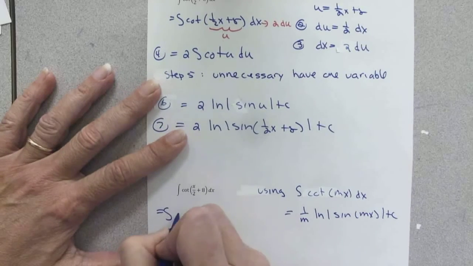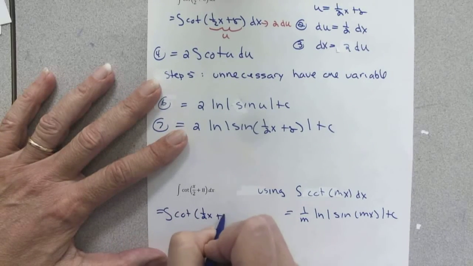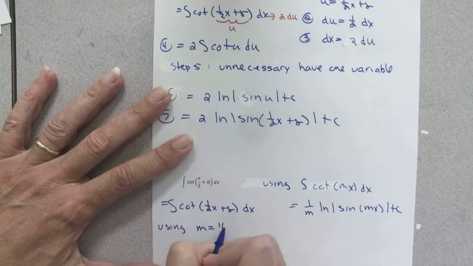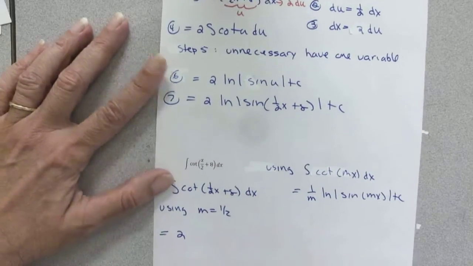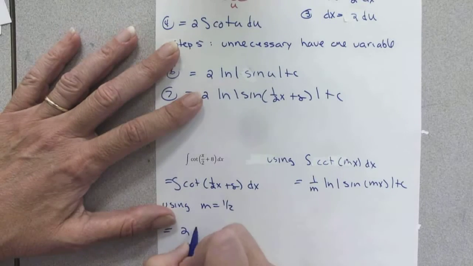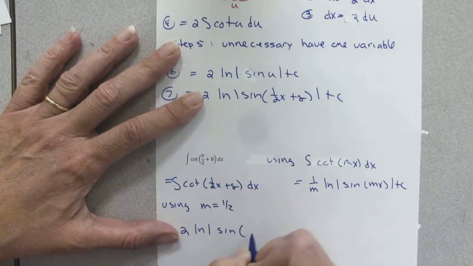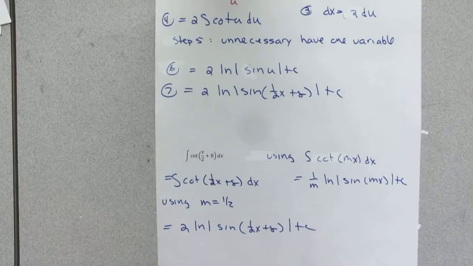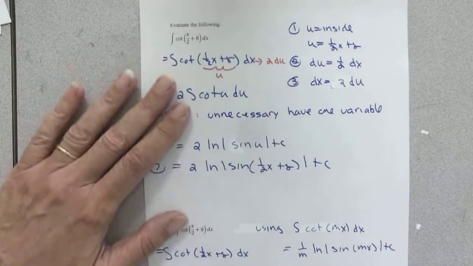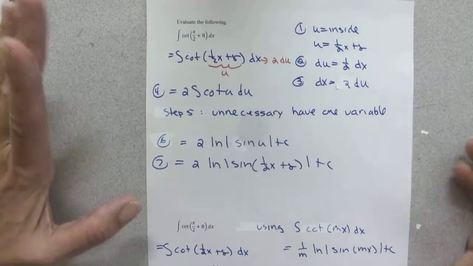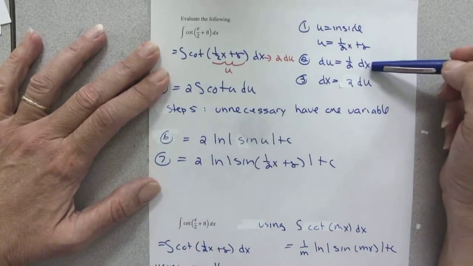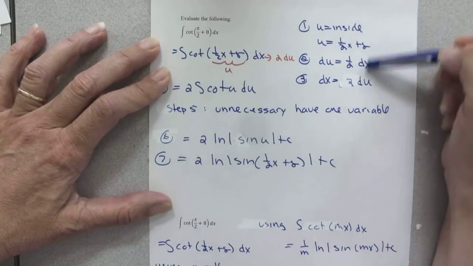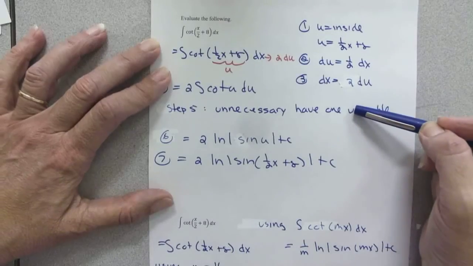I can do the same thing here. Using that m equals 1/2, lickety split, 1/m, so 1 over 1/2, 2. The natural log of the absolute value of sine, 1/2 x plus 8, plus c. The point being that yes, you can, and I don't want to scare anybody off from doing linear u substitutions. If this is what makes sense to you, and this is what guarantees you get the answer every single time, then by God, do that.